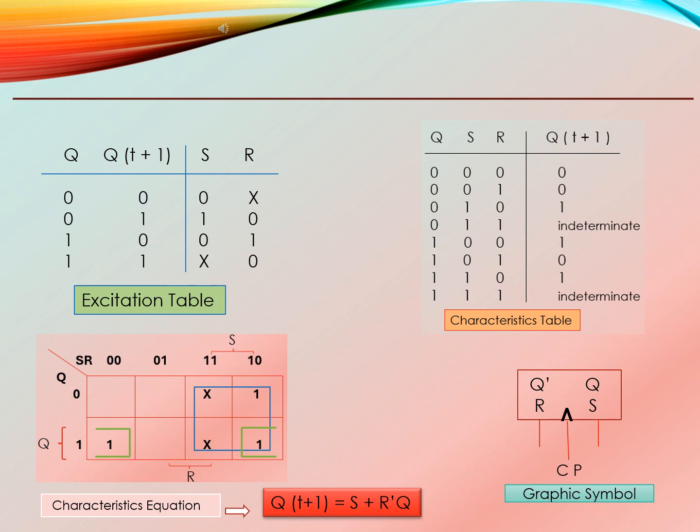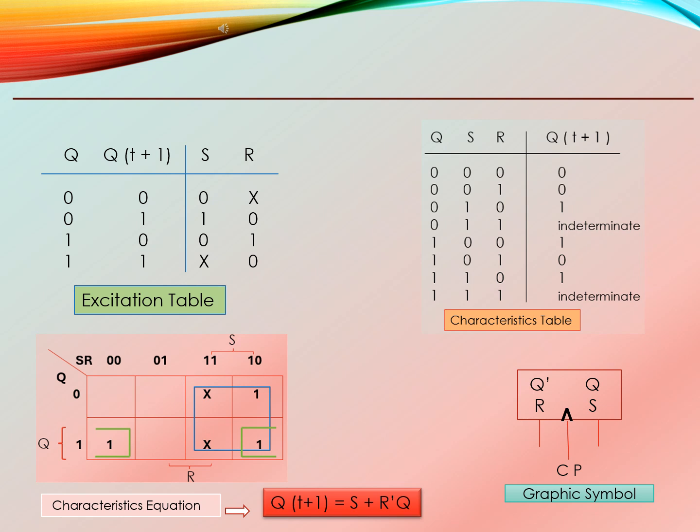So the next state Q(t+1) becomes 1 in two cases: when S equal to 1 regardless of Q, and when R equal to 0 and Q equal to 1. So Q(t+1) equal to S plus R prime Q. This reads: Q(t+1) is 1 if S is 1 or if reset is not active and current Q is 1.